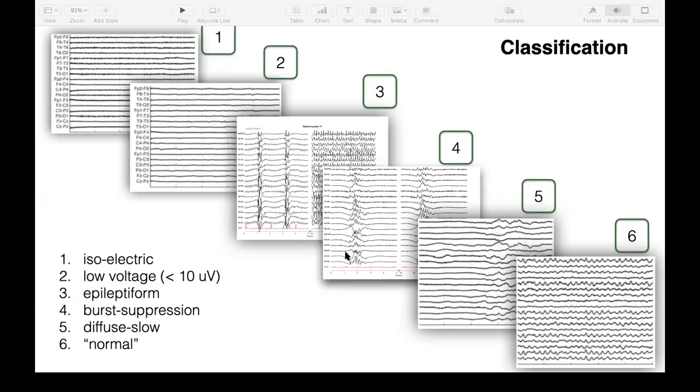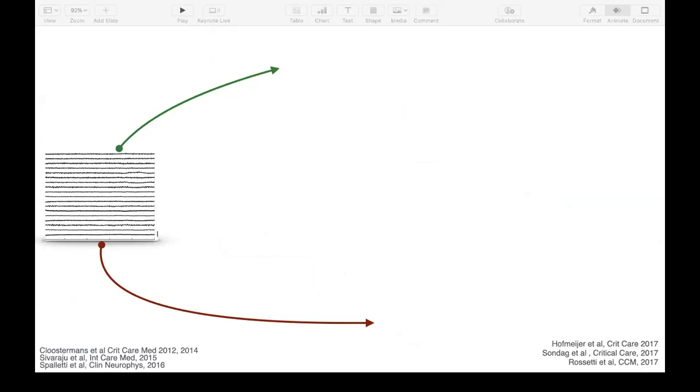And on this slide, I summarize the key findings, not only from our work, but also from many others like Andrea Rossetti and Spalletti and Sivarayu, other clinics that essentially keep the same categorization of the EEG. So this would be T0. We have a flat EEG recording.